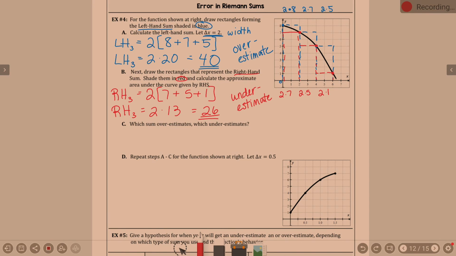C we've already answered, haven't we? Which sum overestimates, and that was our left-hand sum. Which sum underestimates, that is our right-hand sum. Okay.